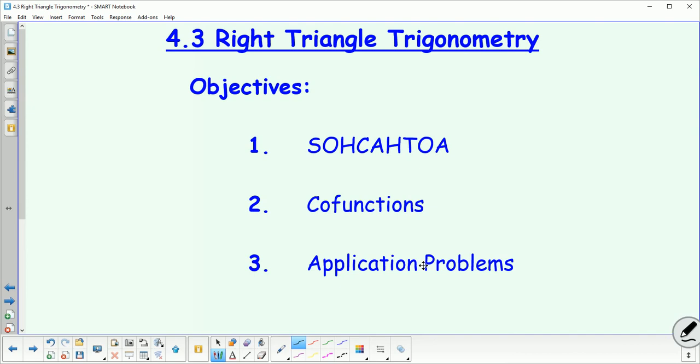So big thing, remember your SOHCAHTOA. Cofunctions is just complementary angles, two angles that add up to 90. And then finally our angle of elevation and depression for our application problems.